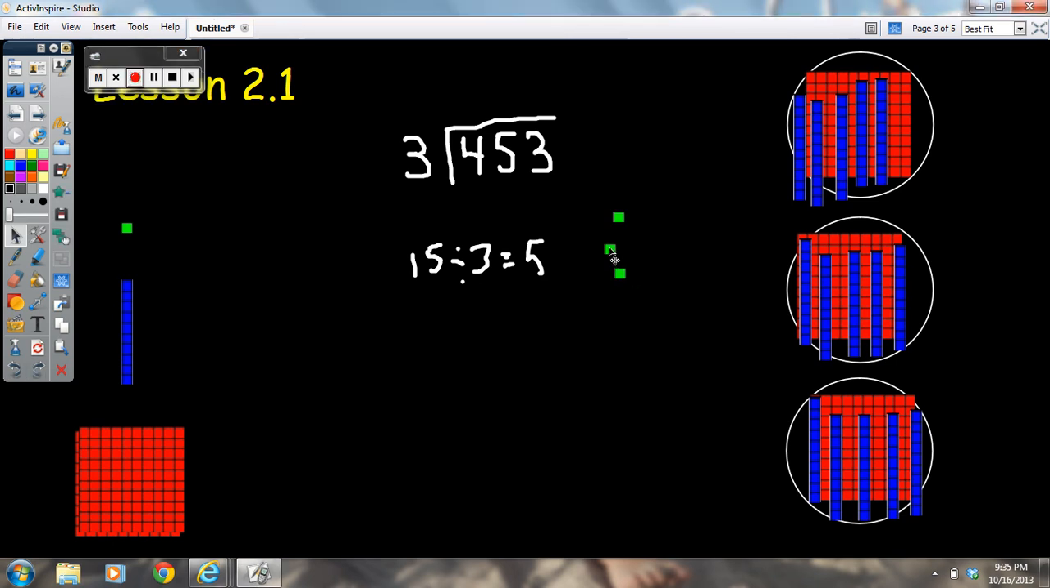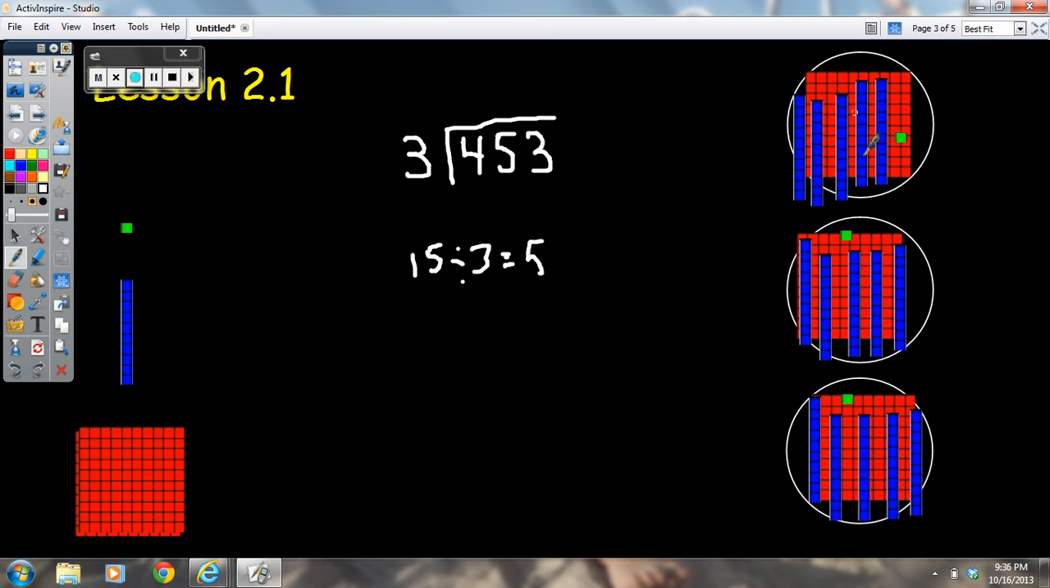Here are our 3 ones blocks. I need to take these 3 ones blocks and evenly distribute them into the 3 groups. If I took these 3 ones blocks and had to divide them into 3 groups, the operation is 3 divided by 3. And I know that 3 divided by 3 is going to equal 1.